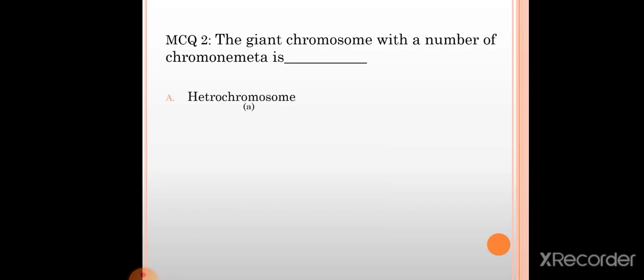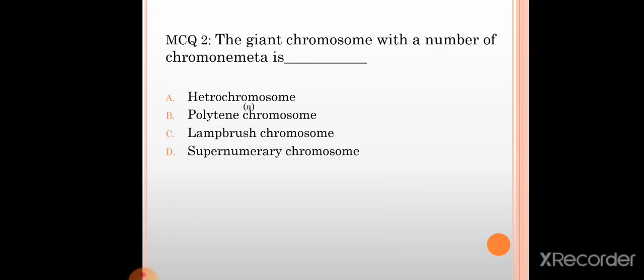The second question: the giant chromosome with a number of chromonemata is called what? Heterochromosome, polytene chromosome, lampbrush chromosome, or supernumerary chromosome. So what's the answer for this? It is answer B, polytene chromosome, because we said that the chromonemata keeps on dividing even once the cell division stops. Because of this endoreduplication, you have many fibers of chromonemata being formed, and hence it results in polytene chromosomes.